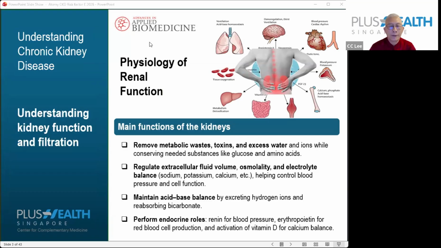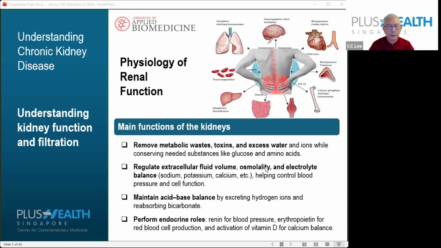First, what is the function of the kidney? The function of the kidney basically is to remove metabolic waste, toxins, and excess water and ions while conserving the needed substances like glucose and amino acids. Another function is to regulate extracellular fluid volume and electrolyte balance, osmolarity, and helping control blood pressure and cell function.